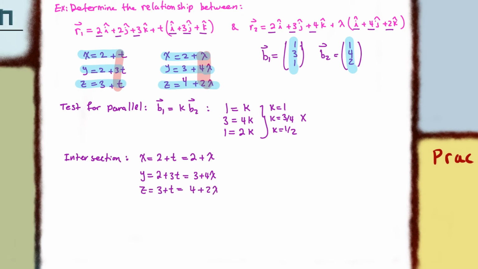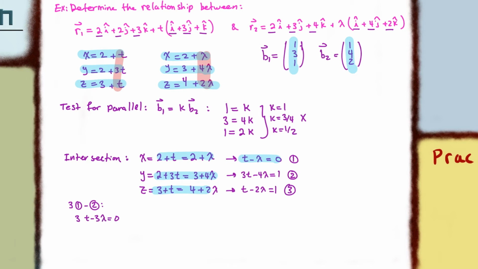Once we have these, we can form three equations for x, y, and z. We're going to rearrange them. We will get t minus lambda is equal to 0 for x, 3t minus 4 lambda is equal to 1 for y, and for z we will get t minus 2 lambda is equal to 1. Then we're going to use two of them to solve for t and lambda. In this case, I am choosing 1 and 2, but you could choose 1 and 3, or 2 and 3 to do this.